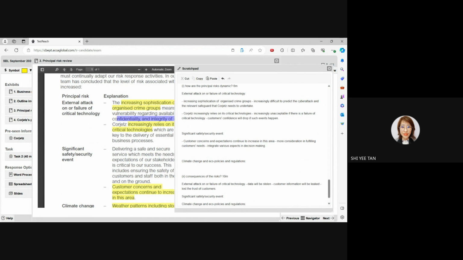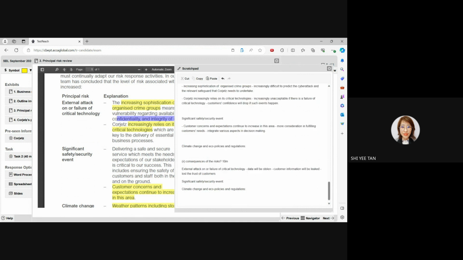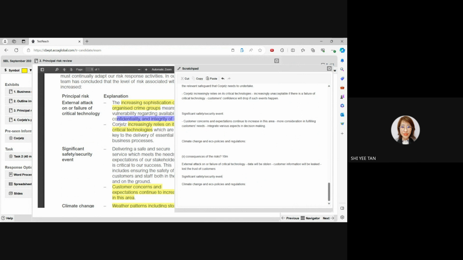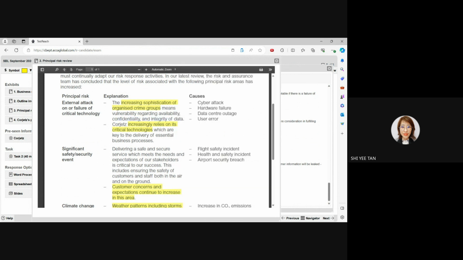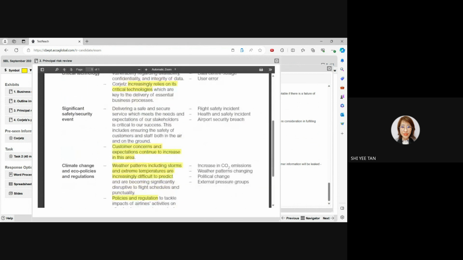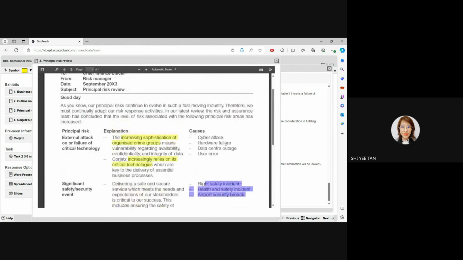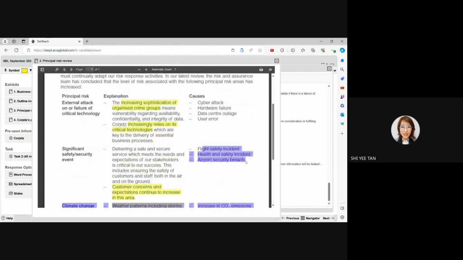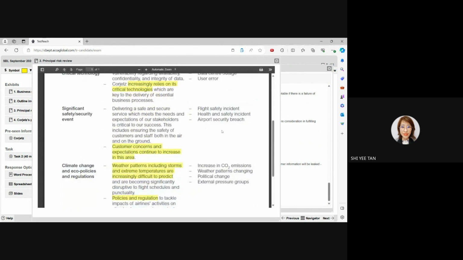Lost the trust of customers, they will not support you anymore, right? Then you have significant safety and security events. This one is talking about the flight experience, whether it's safe or not, both in the air and on the ground. So it's like flight safety incidents and so on. These are the causes, but we are not talking about causes. We now talk about consequences.